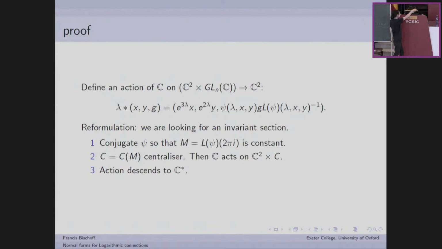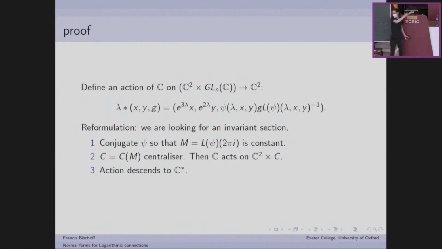Step 2, let C be the centralizer. Because M, which is now constant, is an automorphism of the representation, that means that the representation must lie in this centralizer. So that means that this action actually acts on this smaller subbundle, C2 cross C. And now this action is very good, because if you look at what happens when we plug in lambda equals 2 pi i, here we get the monodromy, here we get the inverse monodromy, M inverse, and G commutes, so they cancel. So that means that this action descends to C star.